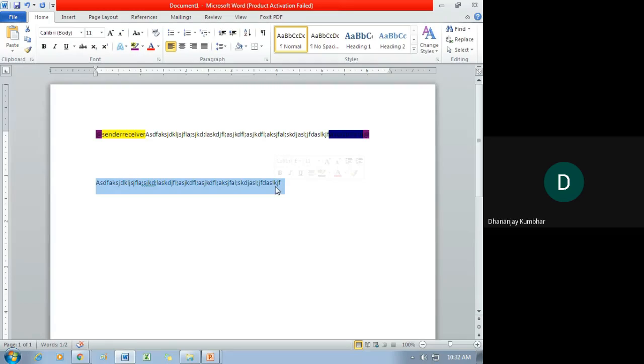Understood till here? So this way the receiver will work to fetch the data. Receiver will work to receive this particular information.